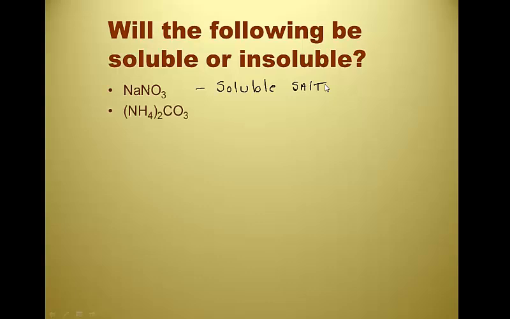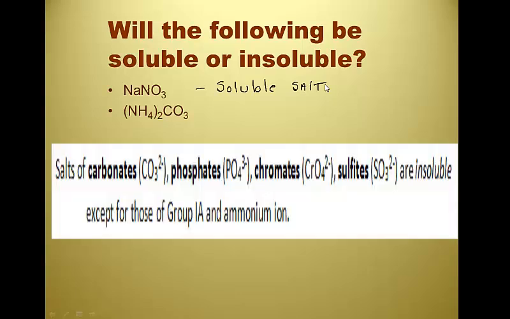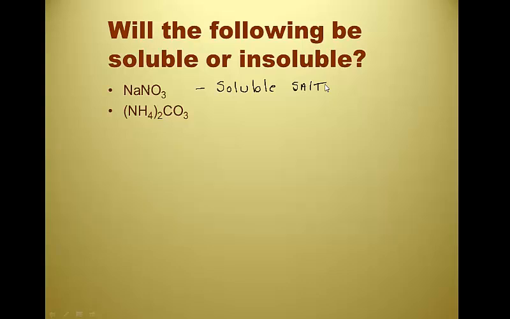Alright, another example. I just already told you, anything attached to ammonium will be soluble. But check your list for the anion. Go find carbonate on your list. It states that salts of carbonates, phosphates, chromates, sulfites are insoluble, meaning they don't dissociate, except for those that are attached to group 1A and the ammonium ion. Well, that is the ammonium ion, so it is soluble. It is an exception to the carbonate rule.